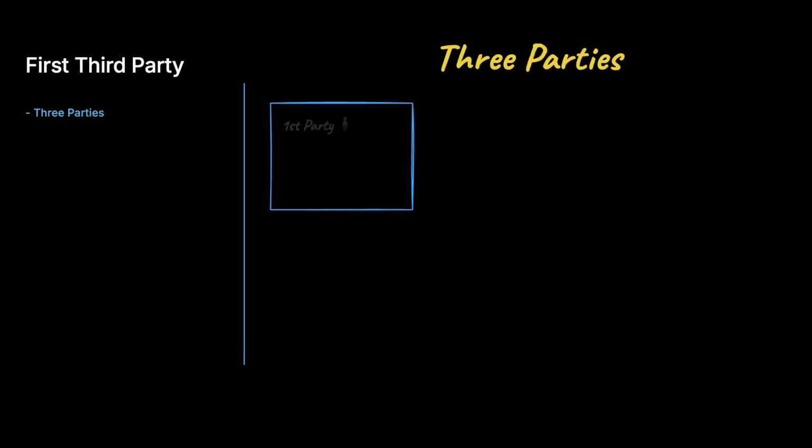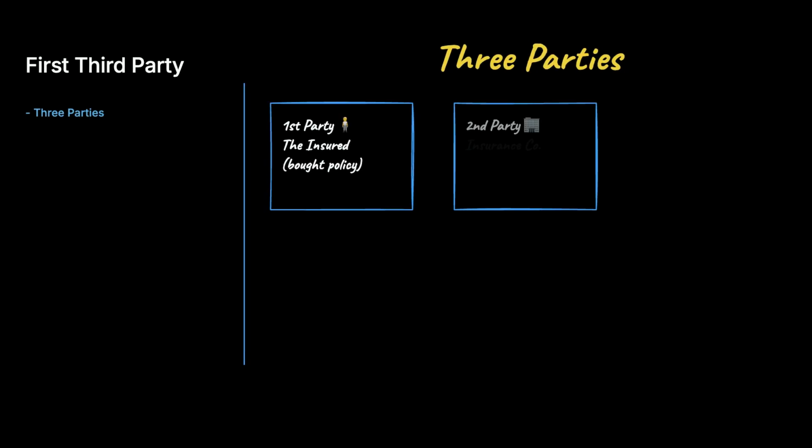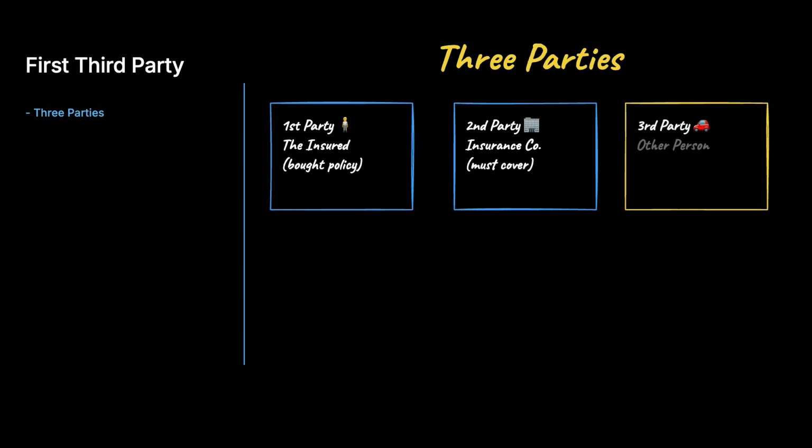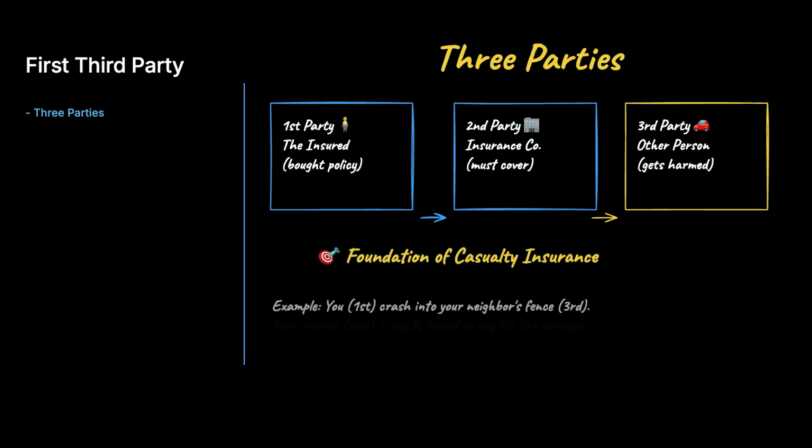Let's start with the distinction sitting underneath the entire casualty world. First party, second party, and third party. The first party is the insured, who bought the policy. The second party is the insurance company, legally bound to provide coverage. And the third party is the other person, the one your insured accidentally harmed.